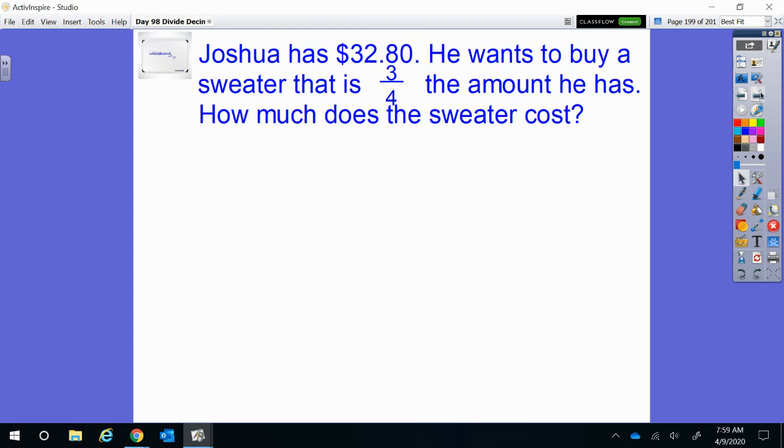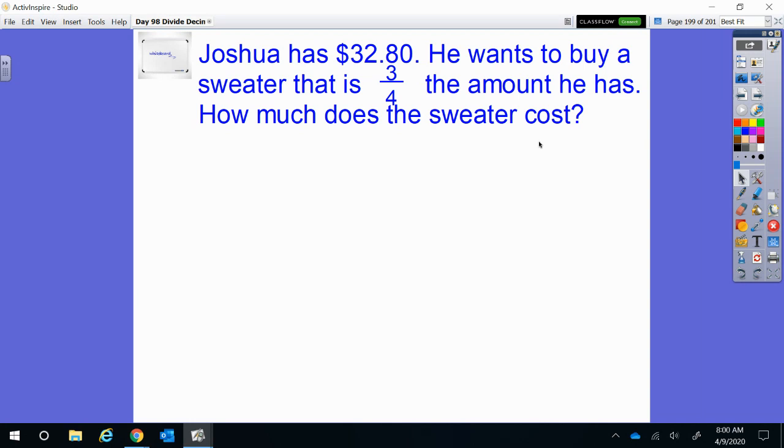All right, let's continue. Here's one more. Joshua has $32.80. He wants to buy a sweater that is 3/4 the amount he has. How much does the sweater cost? Go back and look at the previous problem in your notebook, which you should have copied down. If you didn't, go back and look at that problem again, get everything copied down, and then look at this problem and apply that same process to this problem. Hit pause and do the work and come back to it to see how you did.